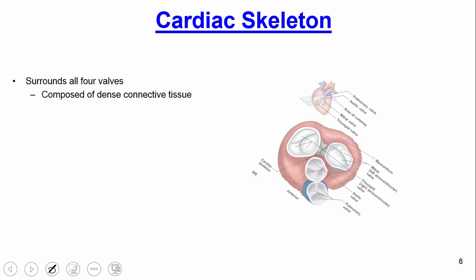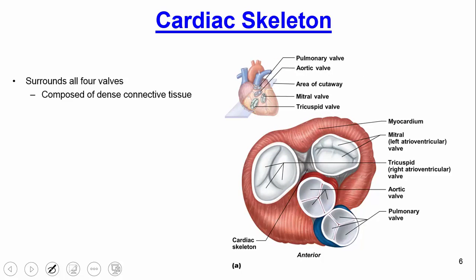Okay, so here's the cardiac skeleton. And what it does is it surrounds all 4 valves, right? It's composed of dense connective tissue. If we look at it, it looks something like this. So here are 4 valves of our heart. Just want to point them out here. We have something called the mitral valve. We have something called the tricuspid valve.